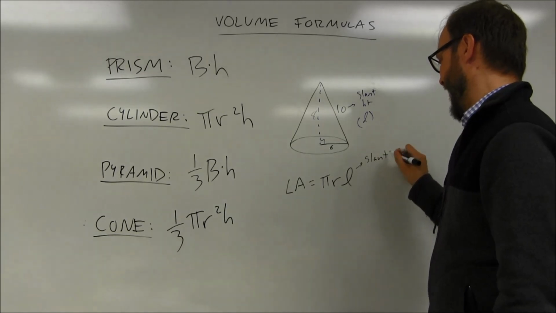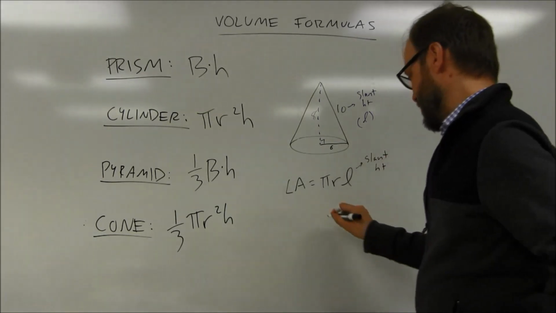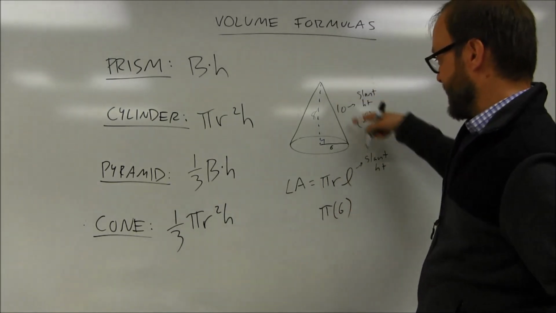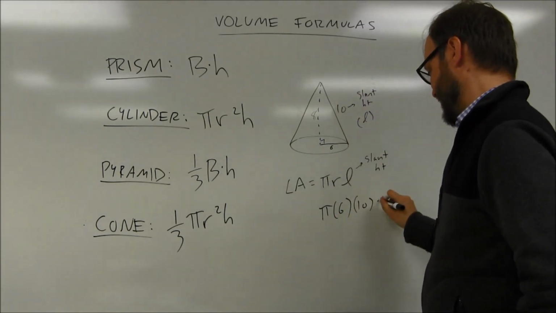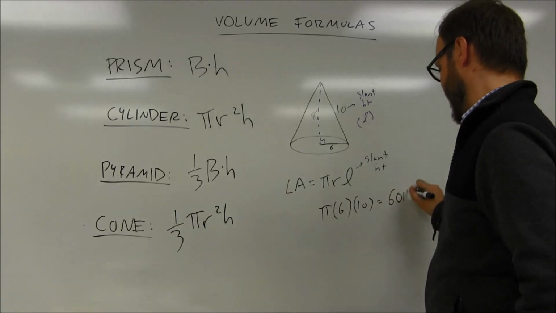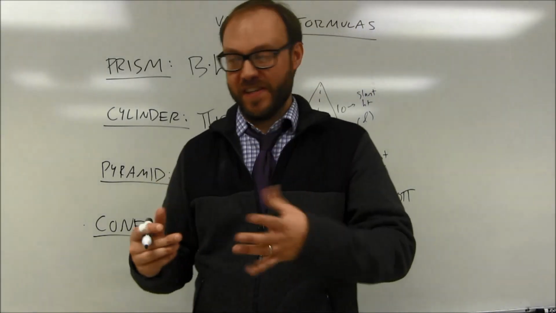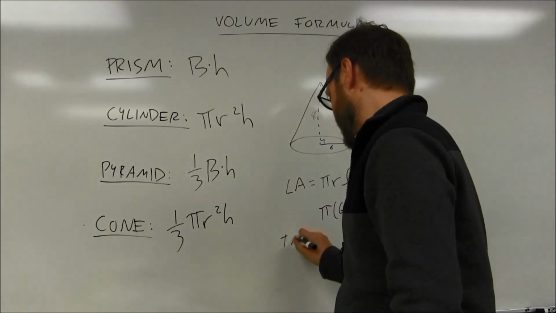Pi r L, okay? So in this particular case, that's going to be pi times the radius of 6 times the slant height of 10. So it is something that needs to be known sometimes, and that's going to end up being 60 pi. Okay, again, if you're finding the total surface area, you're going to have to add the circular base.